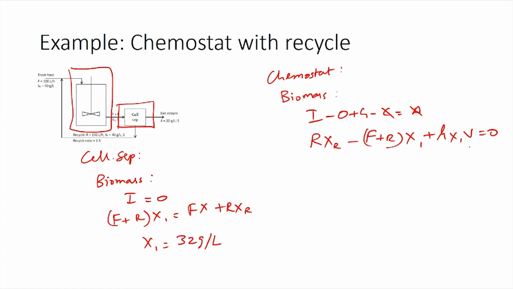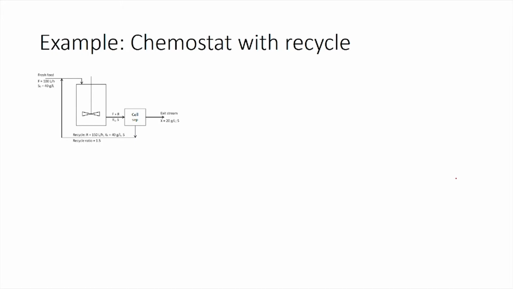So, now that we have this equation, we already know the values for R, xr, F and x1. So, we can calculate the value for mu V. So, from this equation we get mu V equals 62.5 liters per hour. So, now we have written the balances for biomass. So, next step is to write the substrate balance.